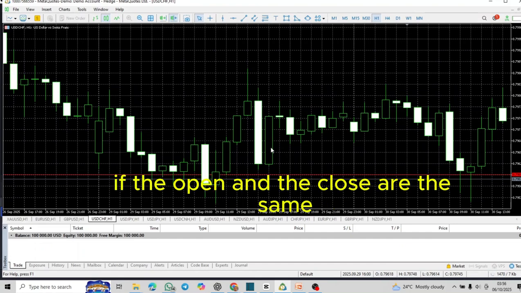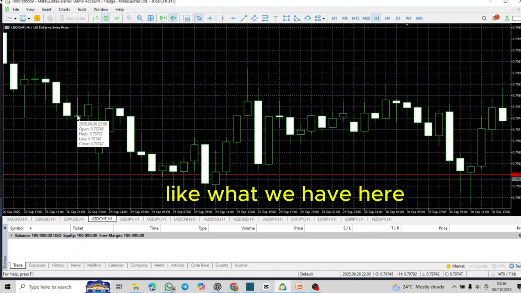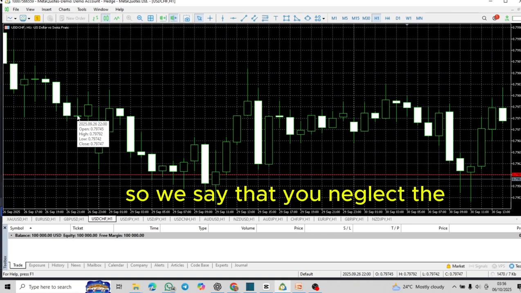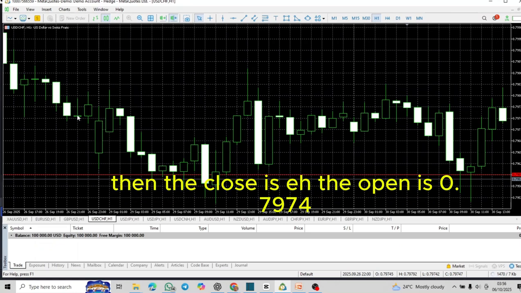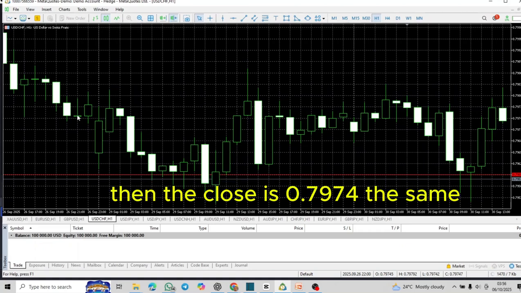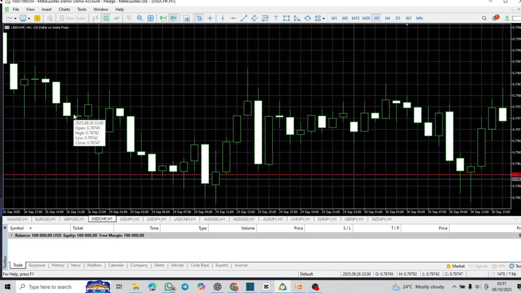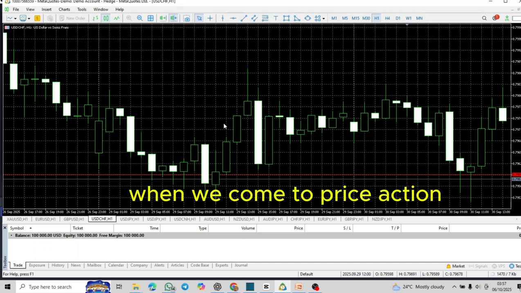If the open and the close are the same or almost the same, like what we have here, the open is 0.79745. So we said that you ignore the fifth decimal figure. Then the open is 0.7974, and the close is 0.7974, the same. So a candlestick like this is called a doji. We're going to be expatiating on that when we come to price action.